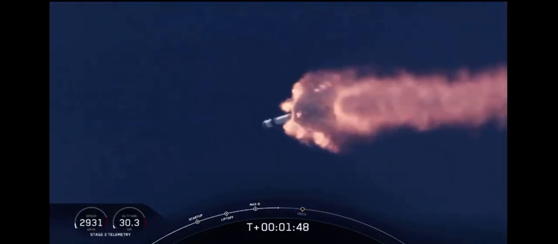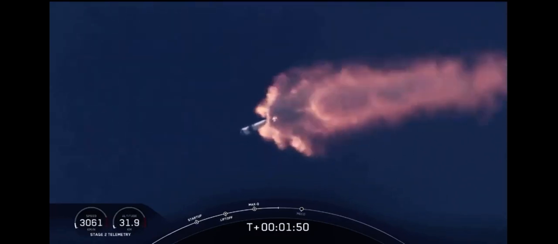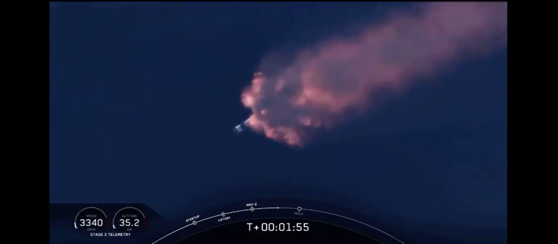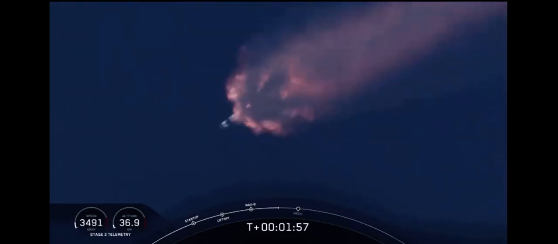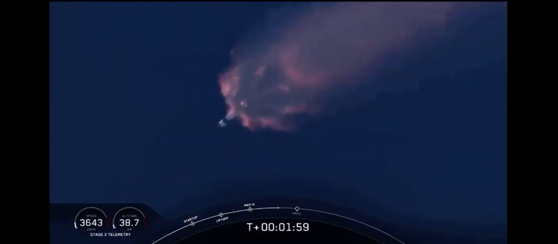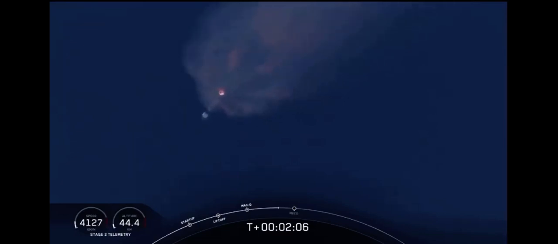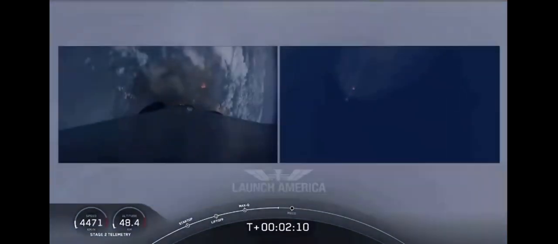We've heard the call out for MVAC engine chill. That's getting the MVAC engine ready to light. That'll come at about 2:44 into flight. Right now, everything continuing to look good. Next major event coming up is going to be the triple. We'll have main engine cutoff of the 9 first stage engines, stage separation, and then ignition of the second stage engine to continue to carry astronauts into orbit.